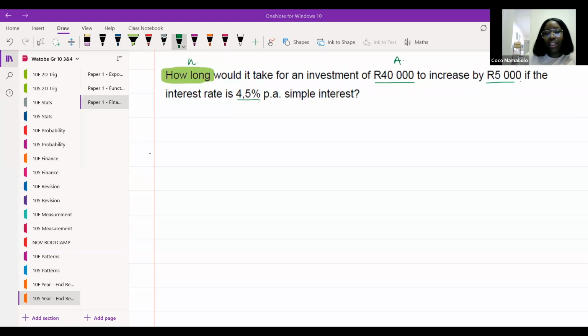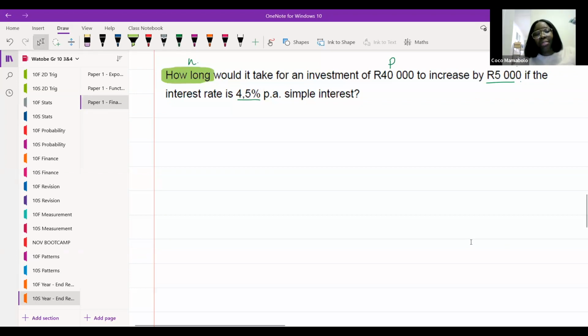Okay, I want us to read this question properly. The question says, how long would it take for an investment of 40,000 Rand? So this is how much you're investing. What is this amount actually supposed to be, guys? Correct, Nico. This is our P value. This is our principal amount because that's how much you're investing. And you want this investment to increase by 5,000.